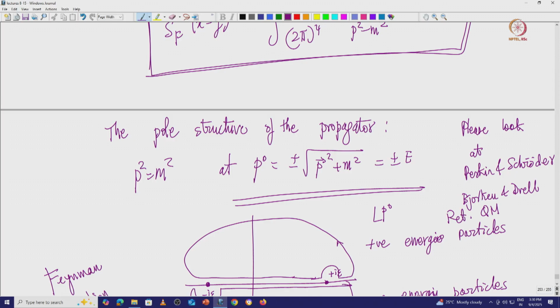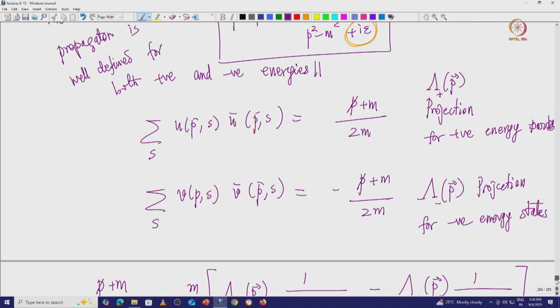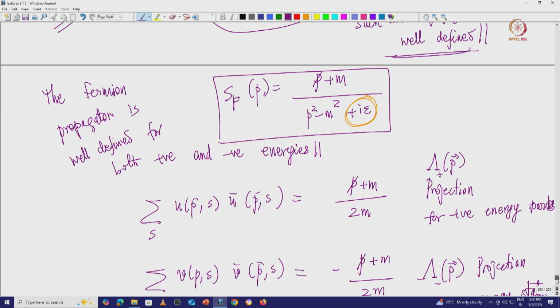Relativistic quantum mechanics. Now this is the prescription once you do it, and then you get a well defined propagator. The propagator is now well defined, it can be used and everything.